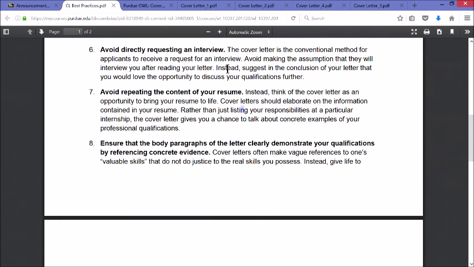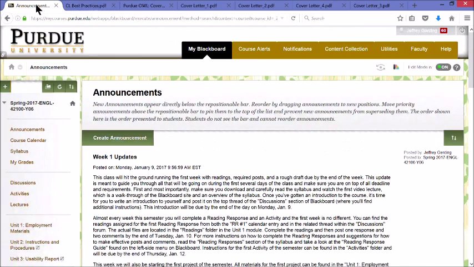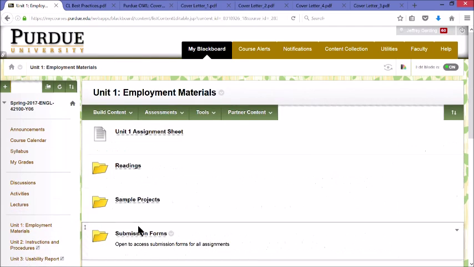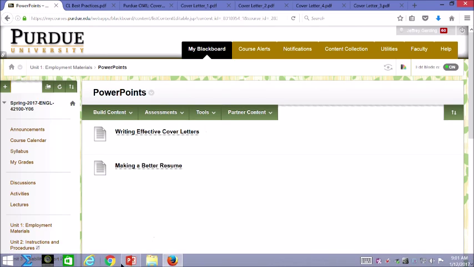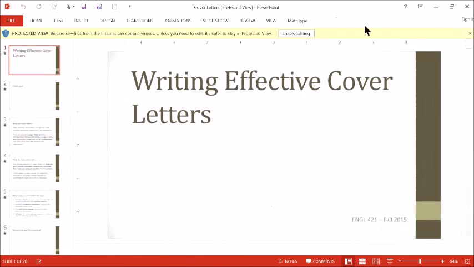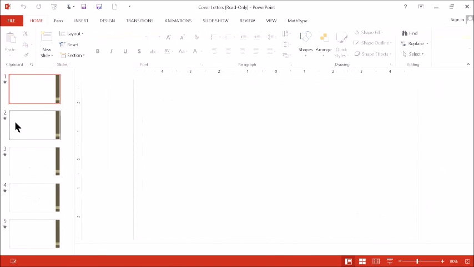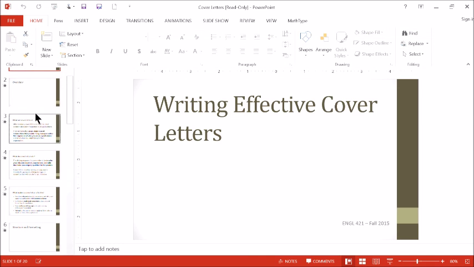So next, again, I won't read the rest of this, but do look through the remainder of this document, as there are multiple key practices that are good for you to be aware of. Next, I want to talk about one of the PowerPoint presentations. If you go into writing effective cover letters, this presentation gives you an overview of cover letters. So if you've never written one before, this will effectively complement what is in our textbook.